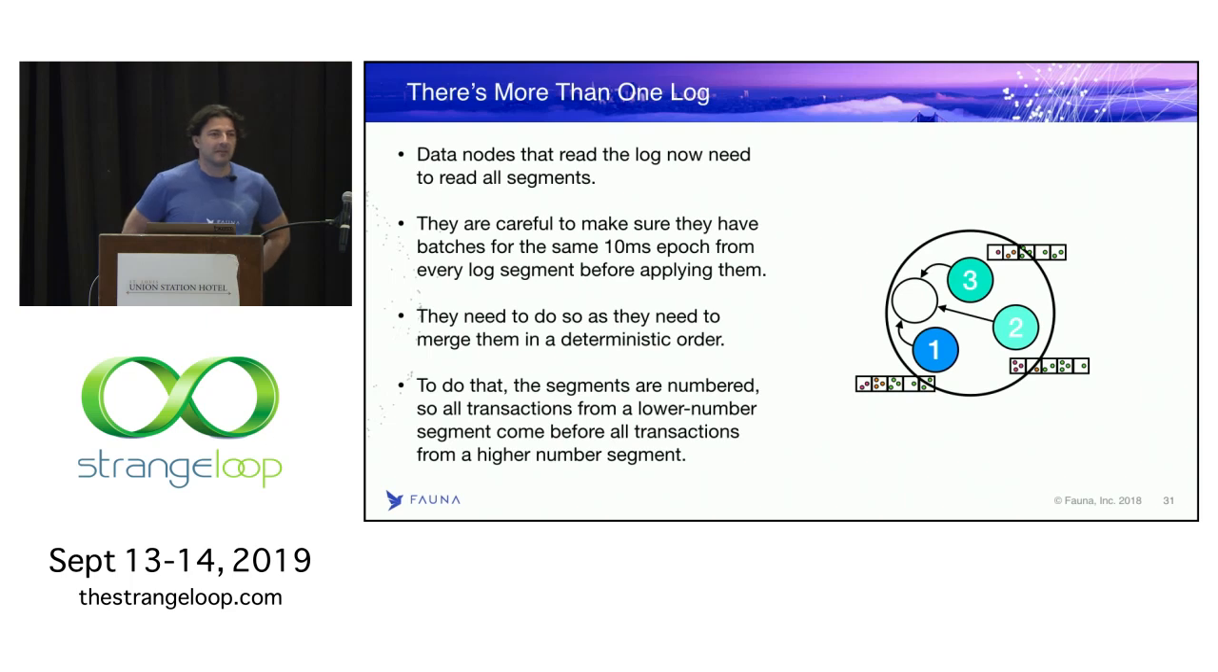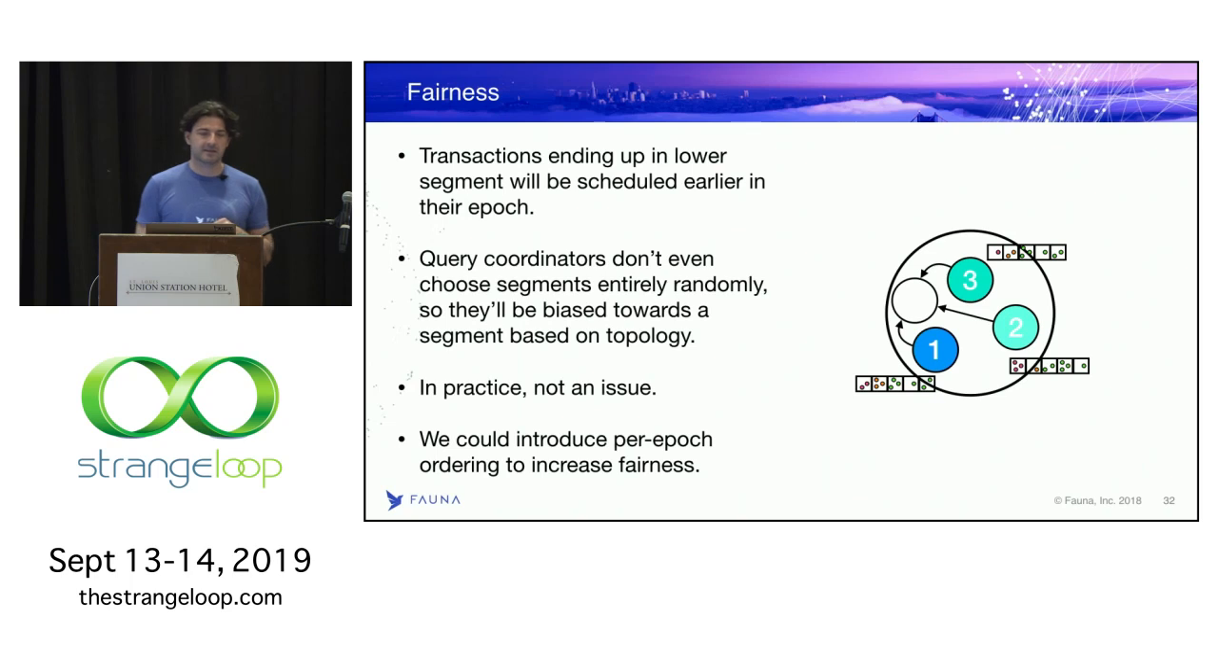So Calvin is all about determinism. And what we do is each data node now, when it wants to apply transactions for a particular epoch, needs to fetch them from all the log segments and then deterministically merge them. When I say deterministically merge them, there are several strategies to do that. We are not doing anything fancy. We basically just number the segments and say all transactions in segment 1 for a particular epoch come first, and then all the ones for segment 2, and all the ones for segment 3, and so on. We could be doing something more fancy. We could be playing with the modulo and permutations based on the epoch number to make it more fair.